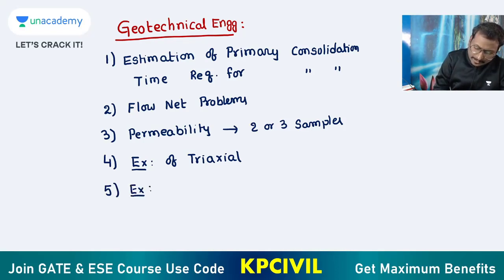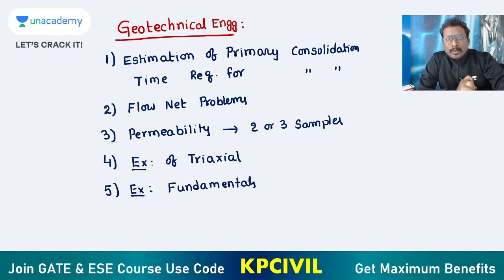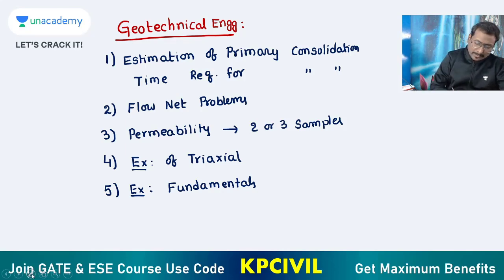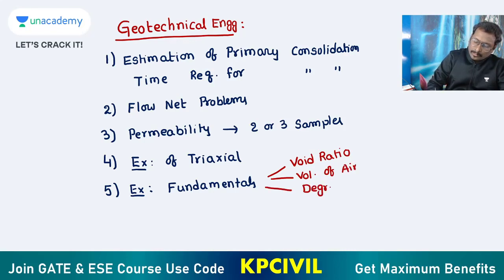Examples from fundamental chapters, basics. Fundamental chapters are there in the beginning. Basics like void ratio, volume of air calculation, degree of saturation. The basics, fundamentals are needed. So I am writing those words also, so that it is easy for you to remember. Void ratio, volume of air, degree of saturation. These are important.